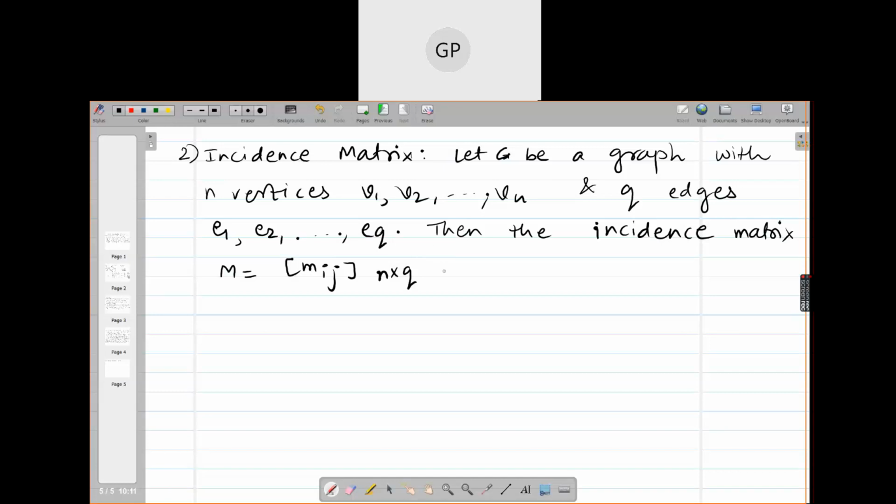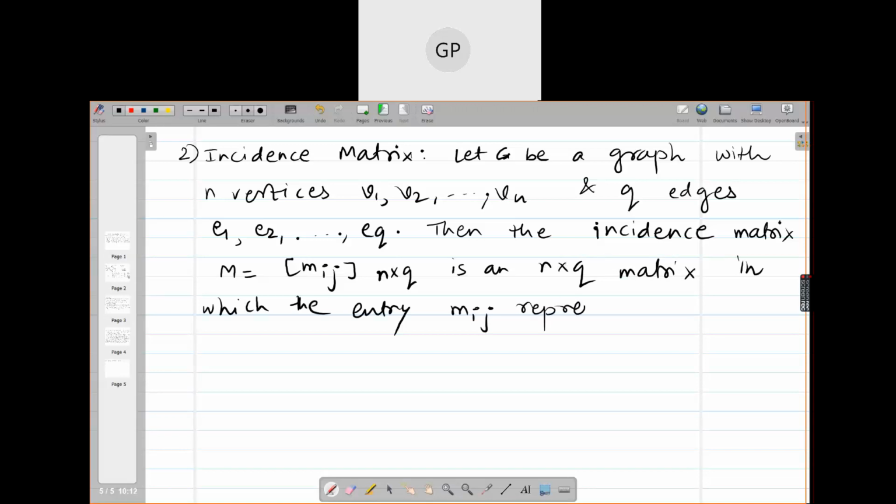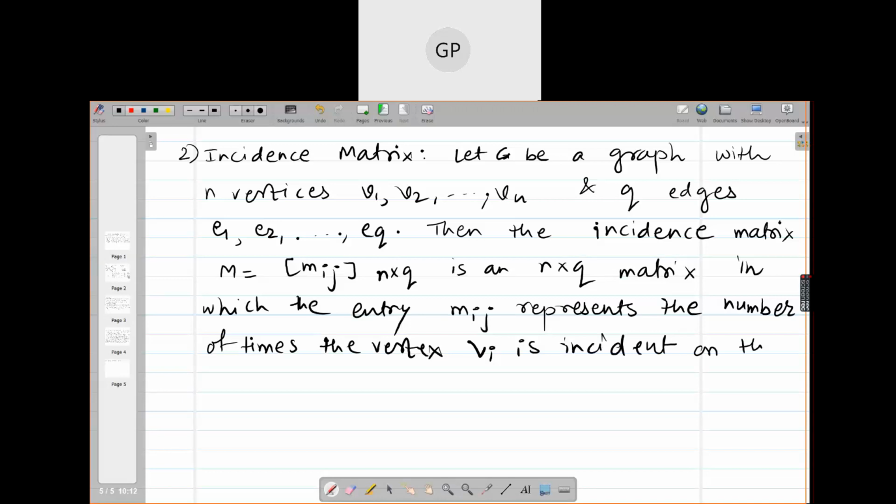Mij is an n cross q matrix in which the entry small mij, that is the ijth element of the matrix M, represents the number of times the vertex Vi is incident on the edge Ej.